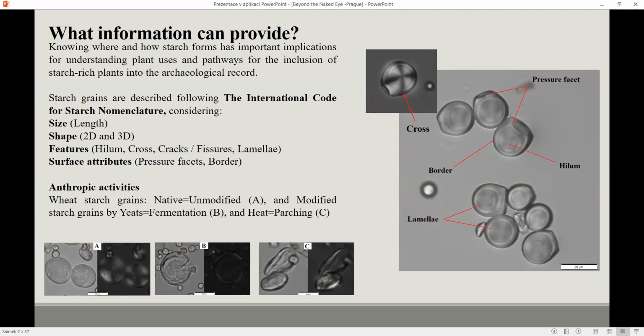Another property of starch grains is that certain anthropic activities can leave traces in the starch grain morphology. For example, we have here native starch grains next to modified wheat starch, and we see how it has been transformed by yeast, which can occur during fermentation, and by heat, in this case, parching. So depending on the context, starch grains can also be very helpful to understand different complex processes in culinary practices.